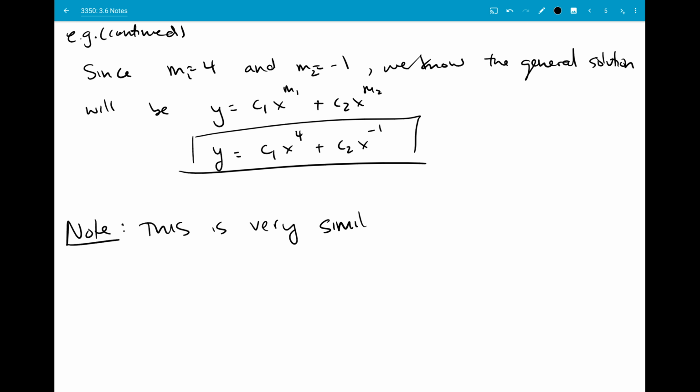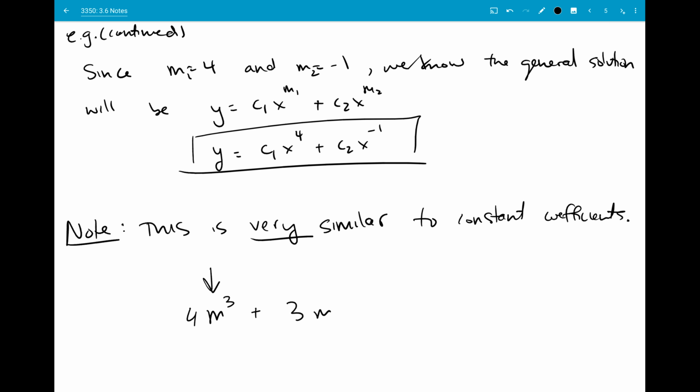Okay, so this is very similar to constant coefficients. But if you got in the habit of being able to say, okay, I just do m cubed times whatever number I saw up front, plus m squared, and so on and so forth, this one's just a little bit more complicated when you actually find those auxiliary equations.